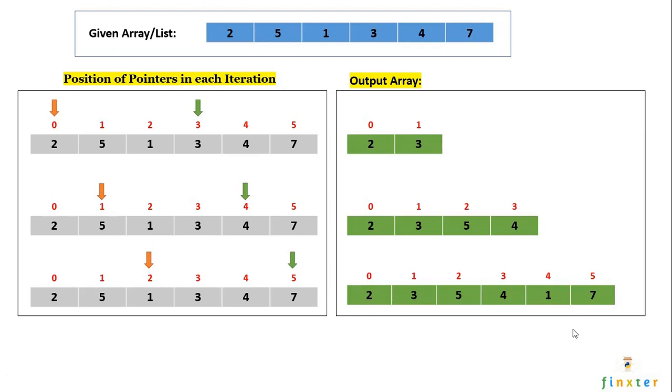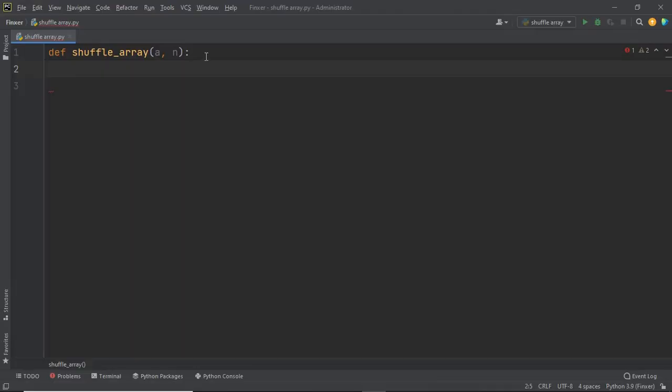So now let's go ahead and find out how we can implement this in our code. Here we have the function shuffle_array, which has the arguments a and n. Here a is the array that has been given to us. Now let's initialize our pointers i and j such that i points at the index 0 and j points at the index n.